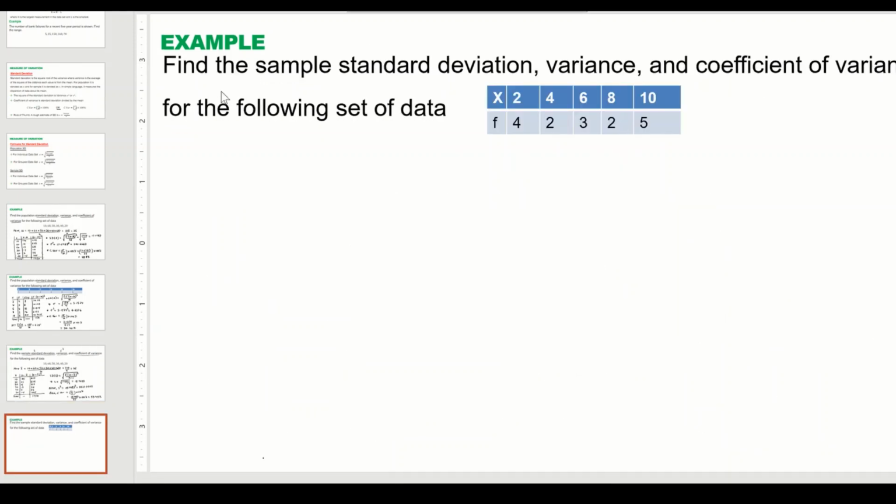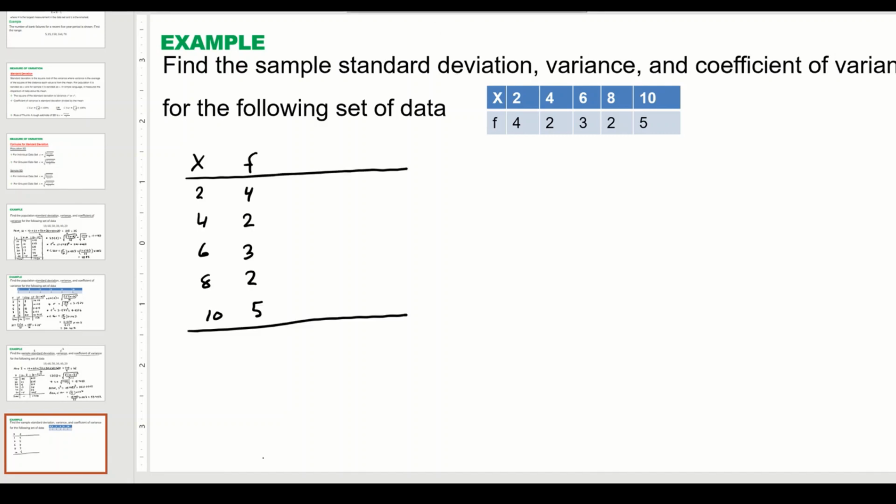Okay, the last example: find the sample standard deviation, variance, and coefficient of variance for the following set of data. Here is the grouped data given. You have the x value and the frequency. As always, in the calculation of a standard deviation, we need to find the mean first. In order to find the mean, we need x, f, and fx. So I'm going to make a table for that.